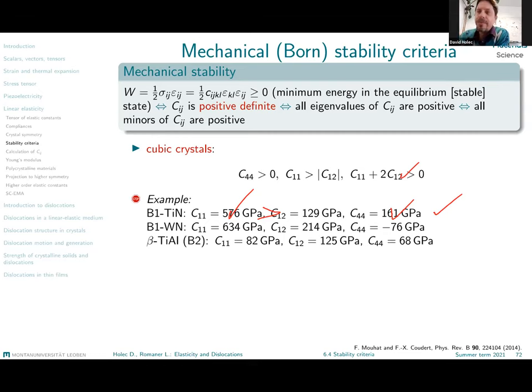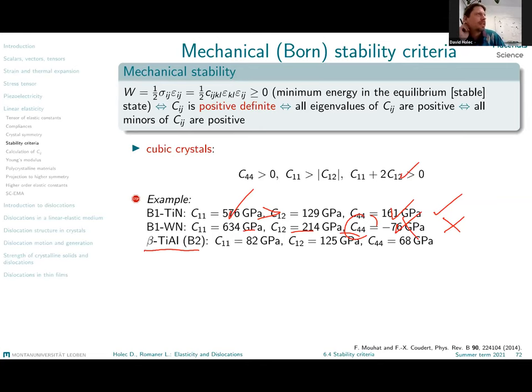What about tungsten nitride? Well, C44 is negative. Aha, so this is not going to be a mechanically stable material. And indeed, tungsten nitride does not exist as a freestanding bulk material in the rock salt structure. Tungsten nitride itself would prefer to be hexagonal, or if we force it to be in the B1 structure, then the stoichiometry would change. It will not be 1-to-1, but then we talk about tungsten 2 nitride, for example, structures where we have nitrogen vacancies that eventually lead to the stabilization of this structure. It can be shown that such a structure with nitrogen vacancies leads to a change in the elastic constants such that C44 will become positive.